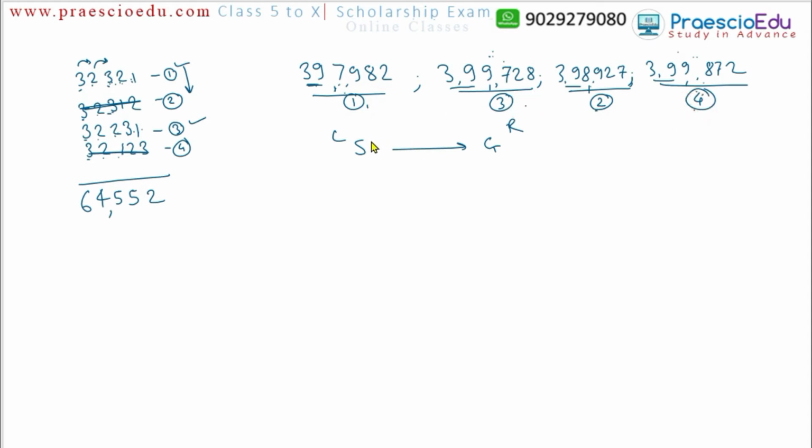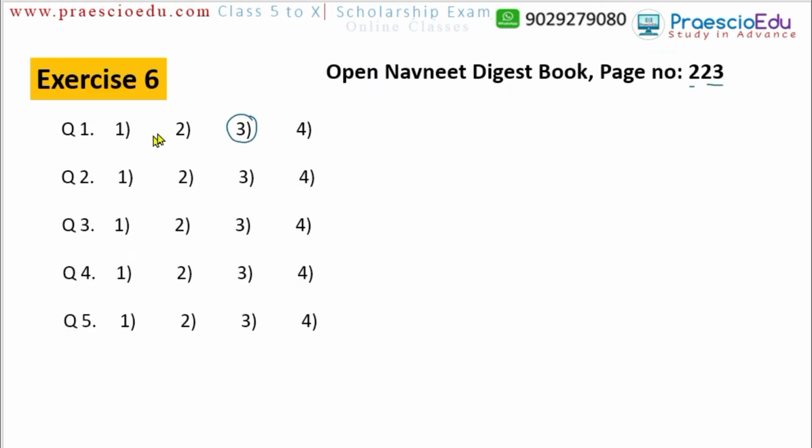Now the question says if arranged in ascending order, which will be the last number? The last number means this fourth number, the greater number in ascending order. So this is given in option number 2. So that's why for question number 2, option number 2 is the correct one.